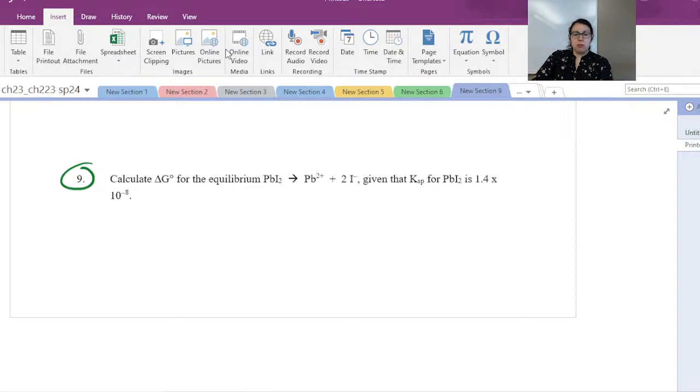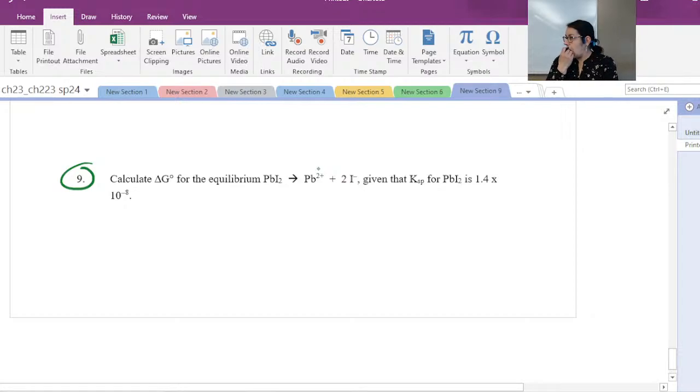Why don't you walk us through our setup then? So what equation did you pick? Gibbs free energy at standard conditions is equal to negative RT natural log K. Excellent. And so they gave us our K, so this is our K that we can plug in.